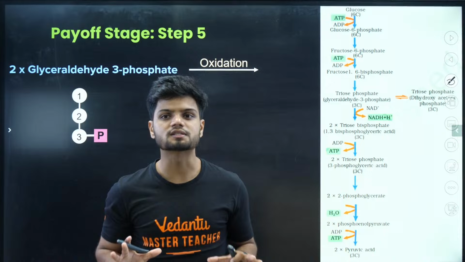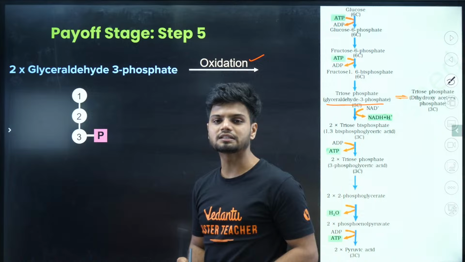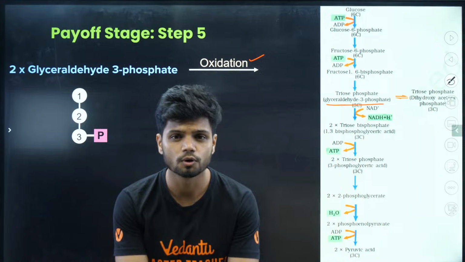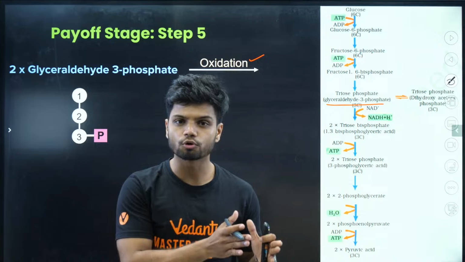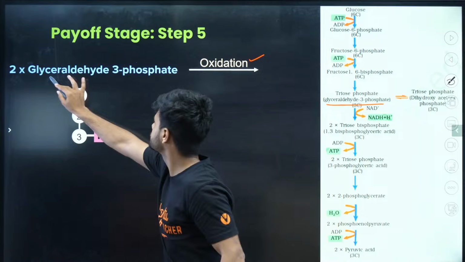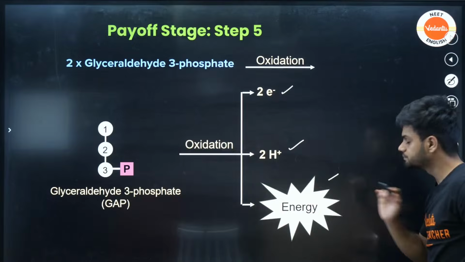Now this glyceraldehyde 3-phosphate undergoes oxidation. Students, what is the meaning of oxidation? Oxidation means loss of electrons as well as loss of protons. Yes, sir, you told me in the starting. Oxidation means loss of protons and loss of electrons. So the two molecules of glyceraldehyde 3-phosphate undergo oxidation. When it undergoes oxidation, it releases the electrons, it releases the protons, and it loses the energy.